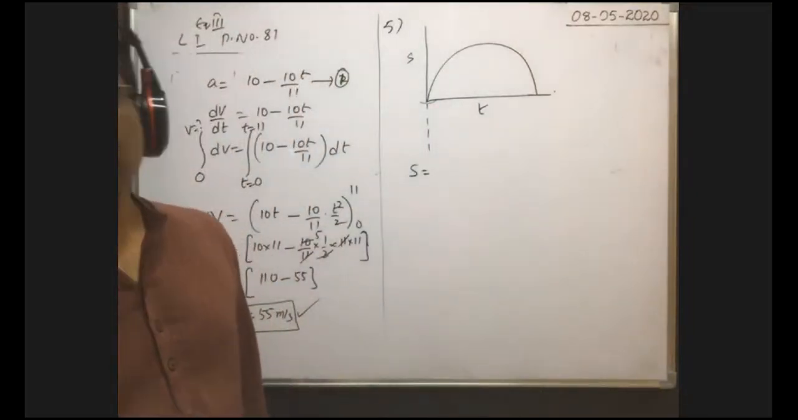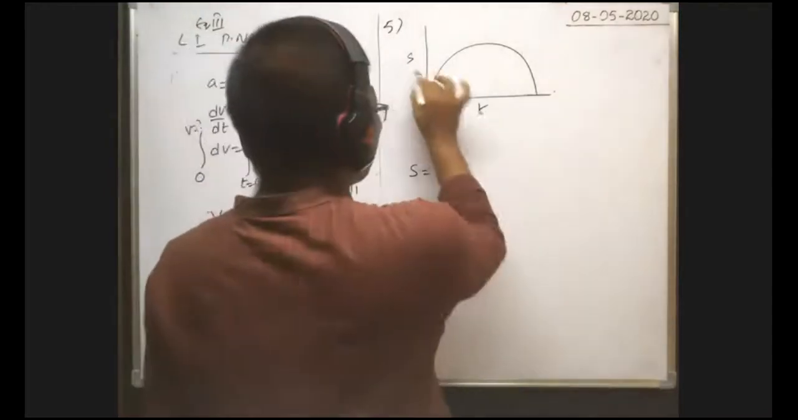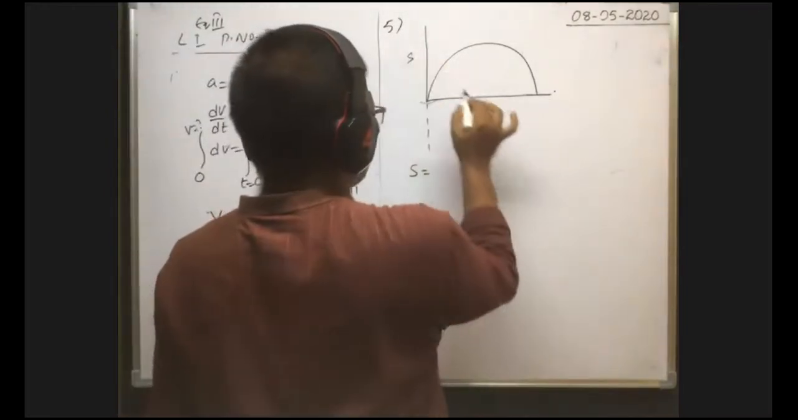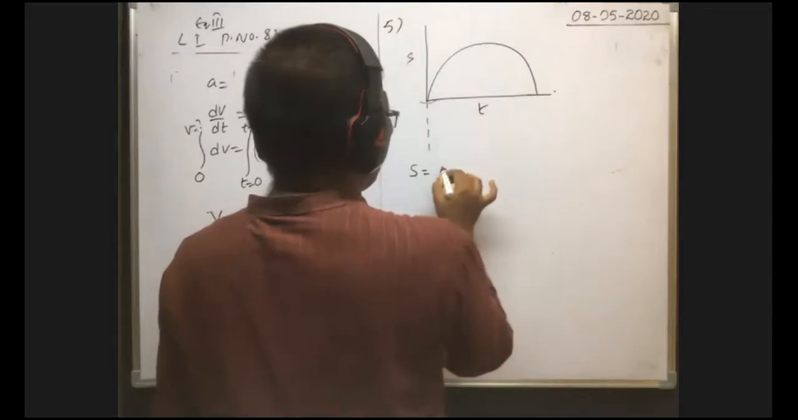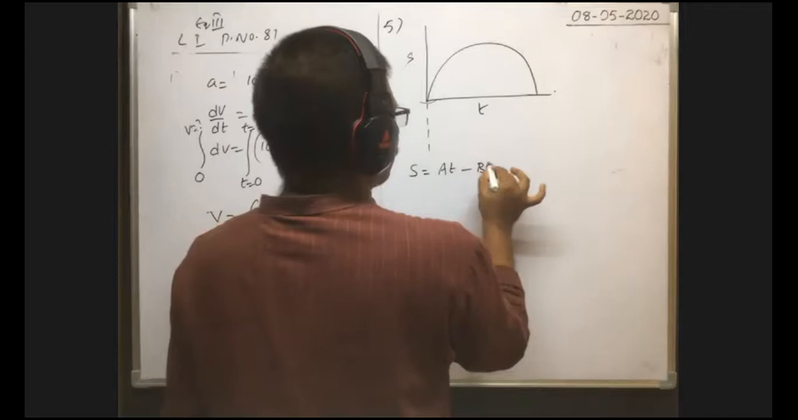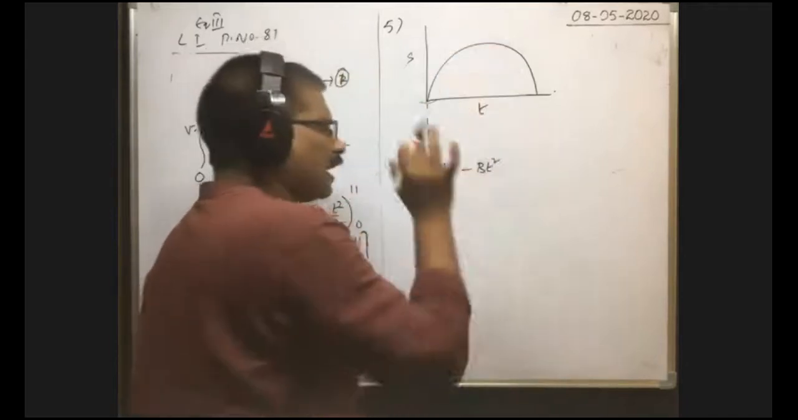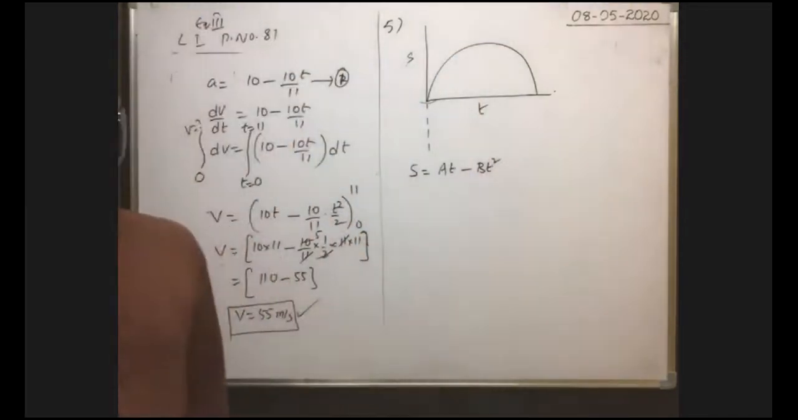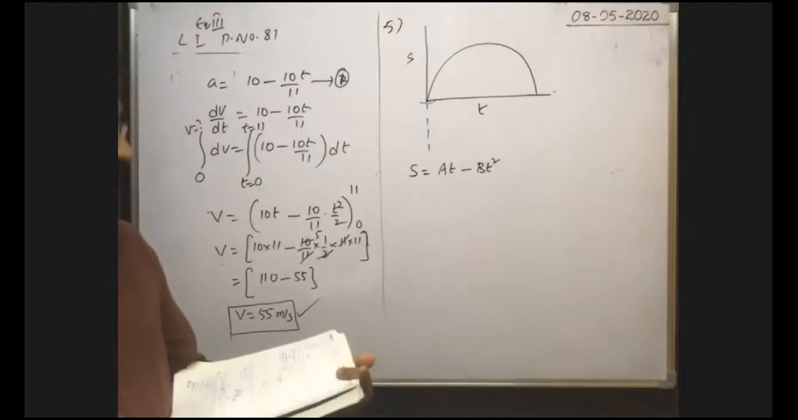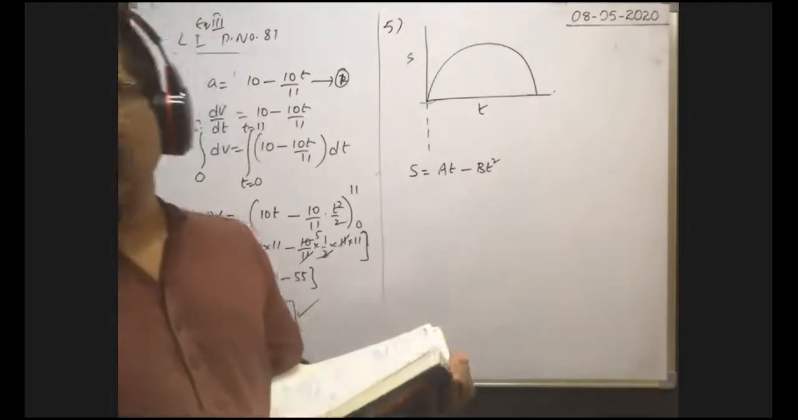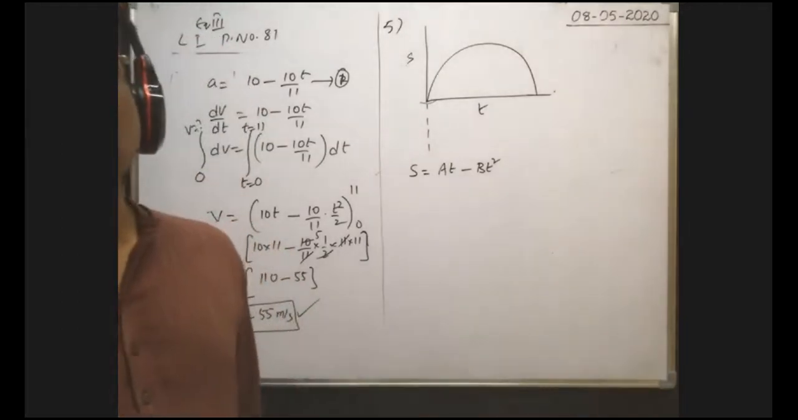Instead of y, s is there, and instead of x, t is there. That's why s is equal to at minus bt square. If you write like this, is it okay? Does it represent this graph or not? You tell me. Already, in the case of different parabolas, we have drawn the graphs.